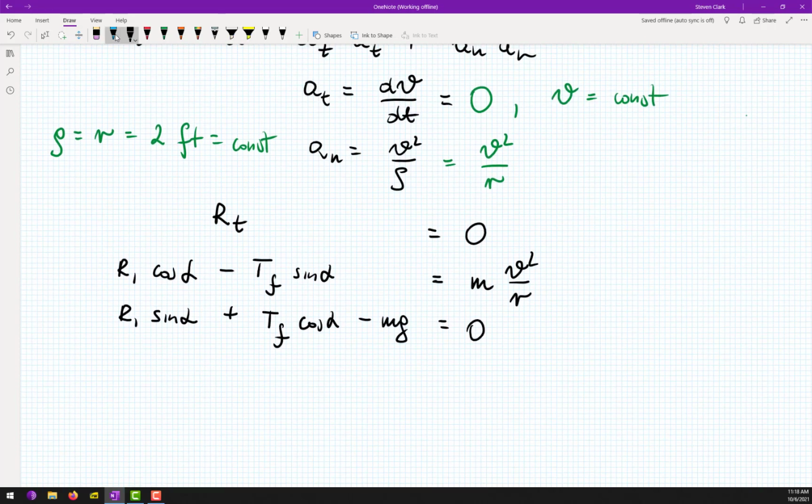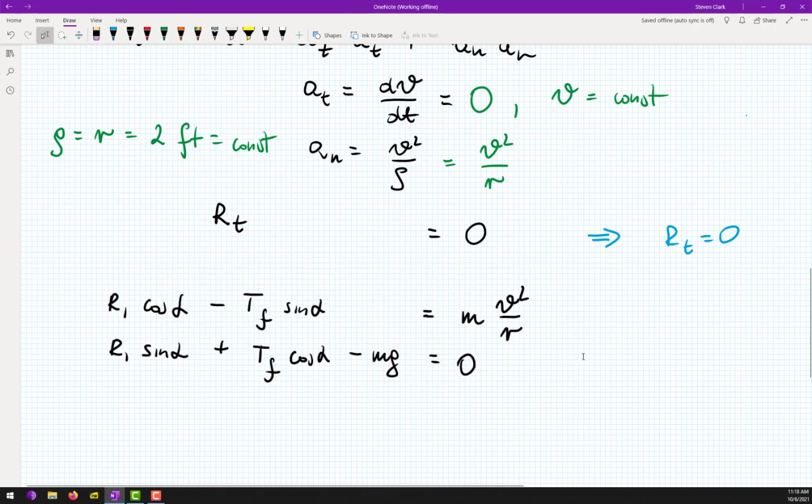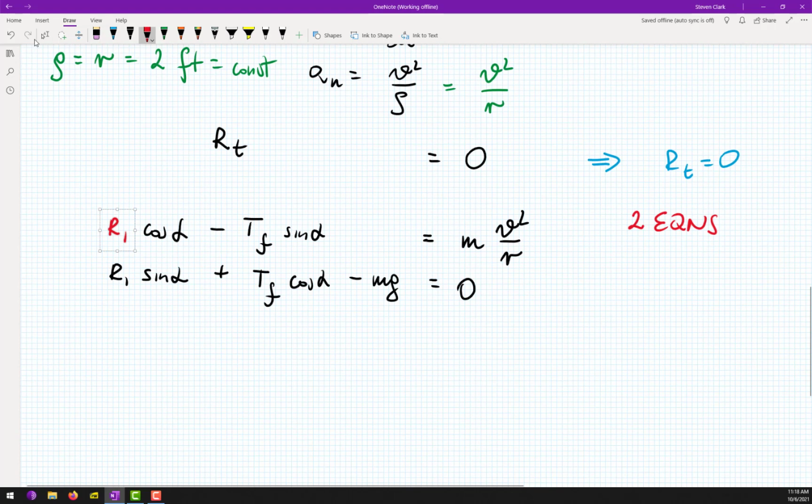Great. So first of all, check this out. We know that RT is 0. Okay, this is information we obtained. Let's focus on these two equations right now, okay? So we have two equations and how many unknowns? I believe that R1 is not known. I believe that TF is not known. And I also think that V is not known. Dang. We have two equations, three unknowns, yeah? So we need a third equation.